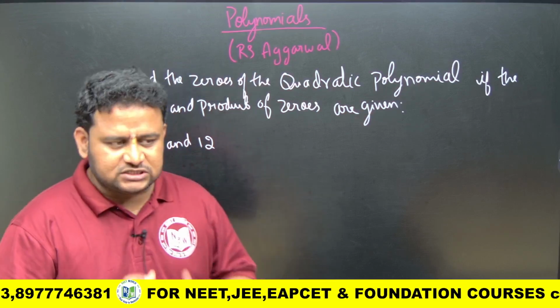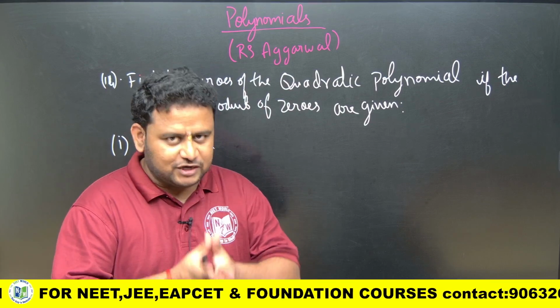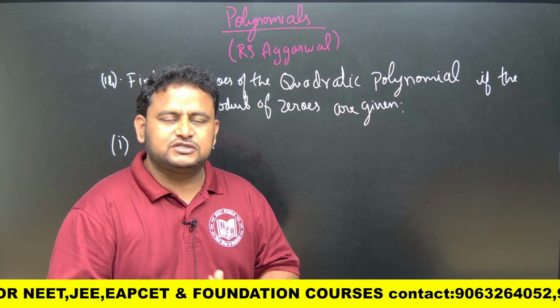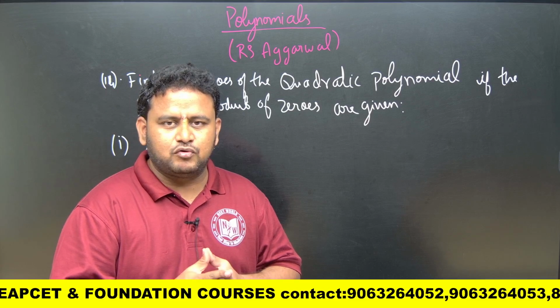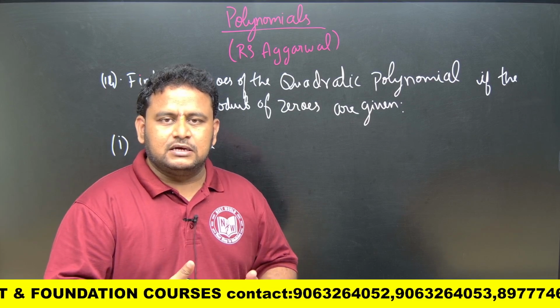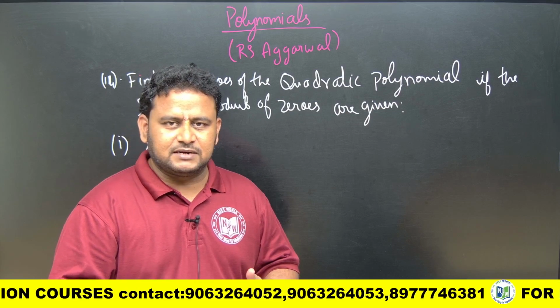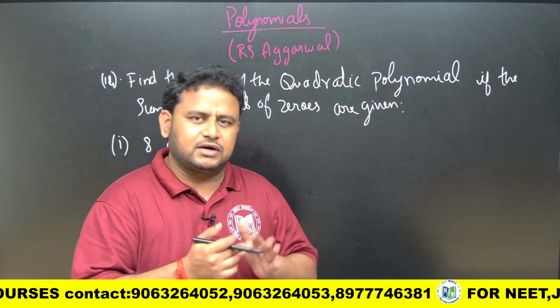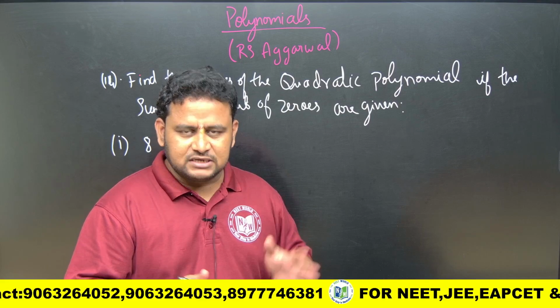So, for that, what is the method you can follow? First, alpha plus beta is given, then alpha into beta is given. So, what we should do is find the quadratic polynomial first, and then we will find the zeros of the polynomial by splitting the middle term. By that method, we will solve the quadratic equation and get the zeros of the polynomial. Got it, friends? Let us solve this question.